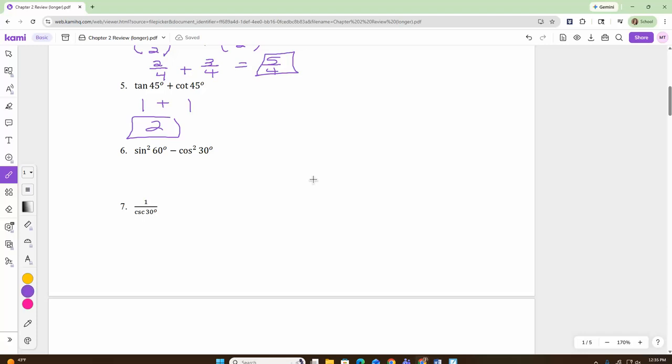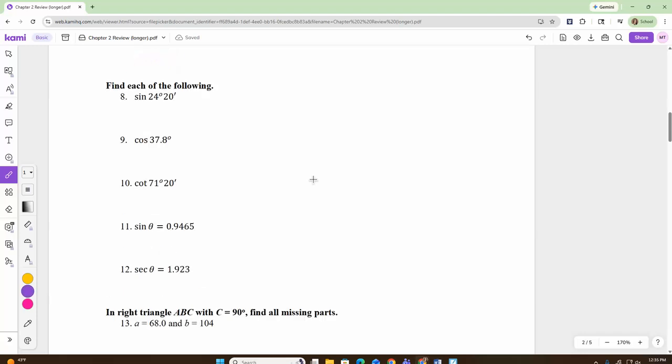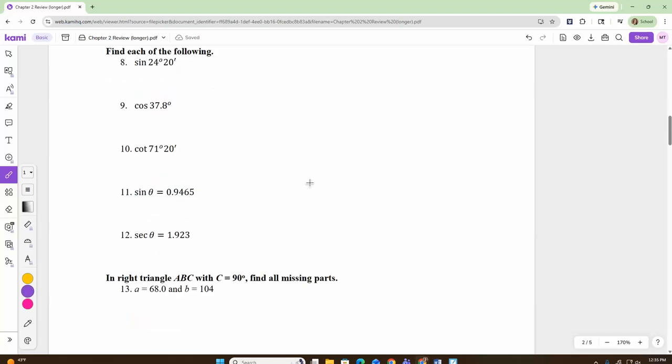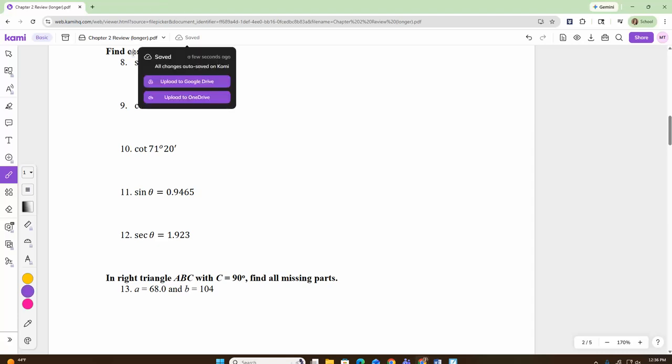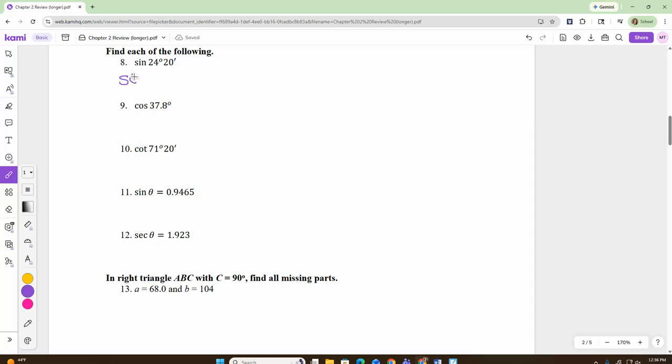Okay. Let's talk about the calculator questions. On any calculator question, what do you have to do first? Yes, make sure it's in degree mode. If you are in the wrong mode, you will get every one of these wrong. Okay, then we have to know how to type it in. So if I have 24 degrees, 20 minutes, you push sine, you do 24 plus, for the minutes, 20 over 60.